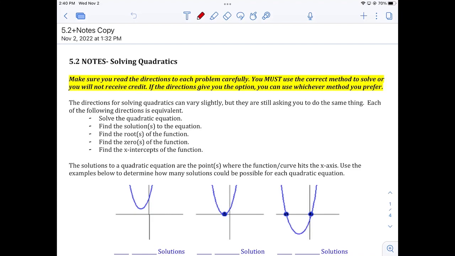No, it's not. My iPad wasn't synced up. Let's try this. Solve the equation y equals 0. Yeah, there you go. I just had to resync my pen for some reason.